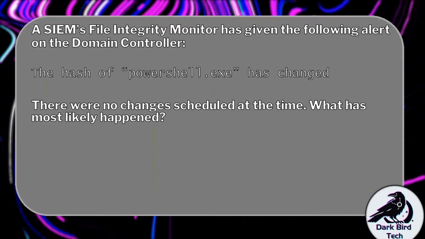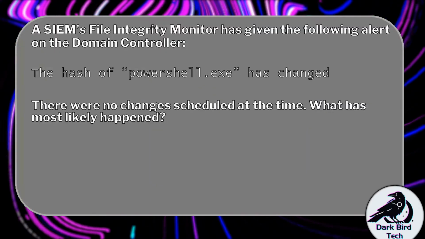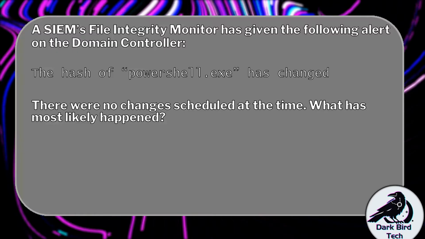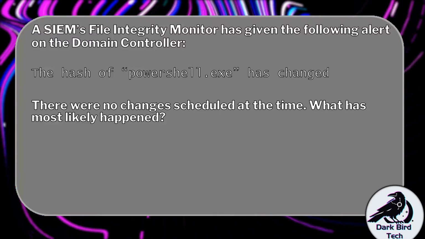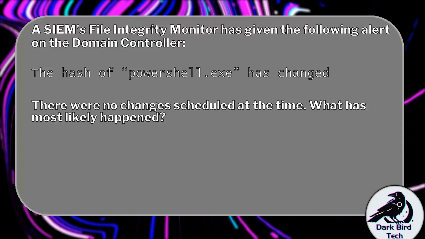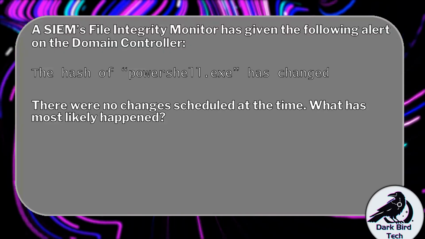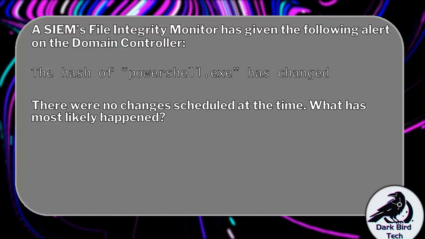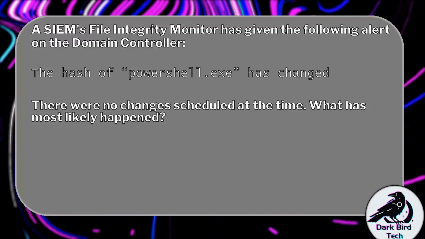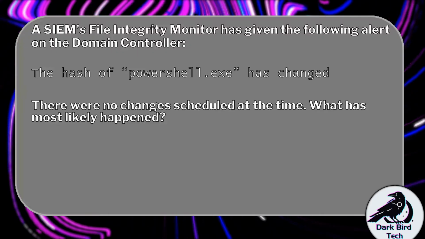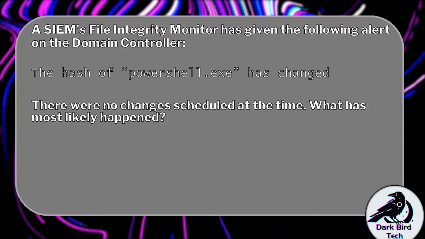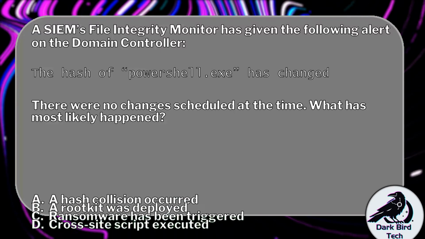Next one. A SIEM's file integrity monitor has given the following alert on the domain controller. The hash of PowerShell.exe has changed. That doesn't sound good. There were no changes scheduled at the time. That sounds even worse. What has most likely happened? So I'm going to give you a chance to think it through. Imagine what you'd like to see here. Pause if you need to. Otherwise, here are our options.